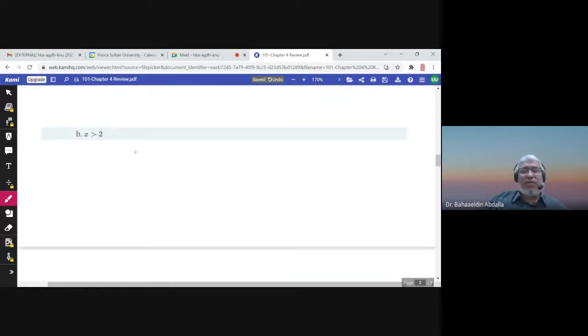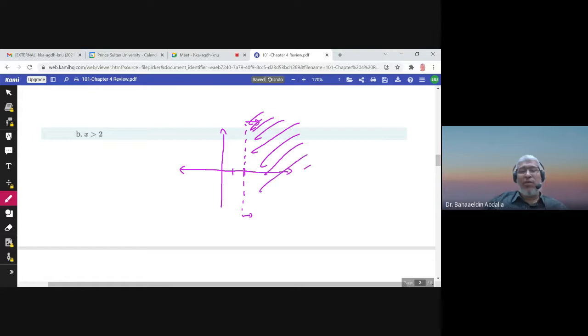To graph x greater than 2, we need to graph x equals 2, and that's a vertical line, this line, and it's dashed because there is no equality. And greater than means to the right. So all of this area is the solution of this inequality.